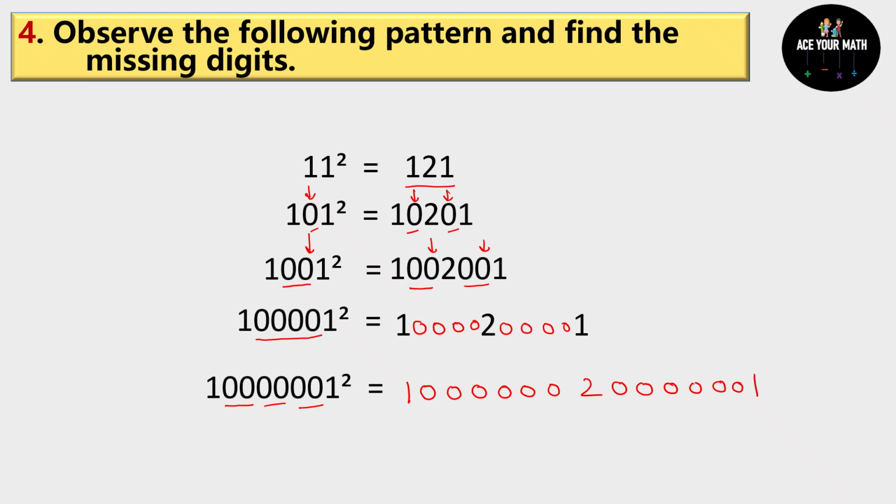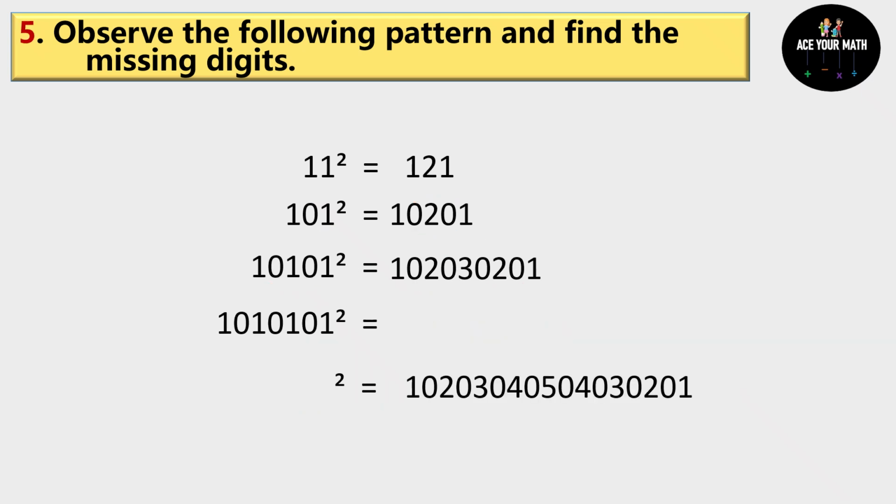Okay. So the next question is also on pattern. So this time also observe the pattern carefully. This time it is little different. See, 11 square is 121. It is given. After that, they have added 1 zero.